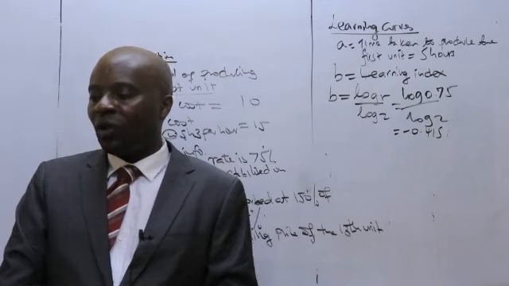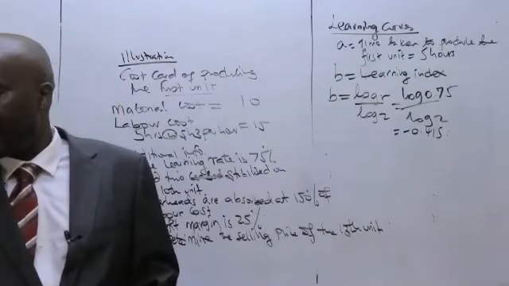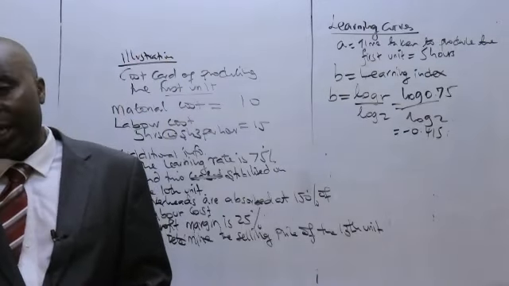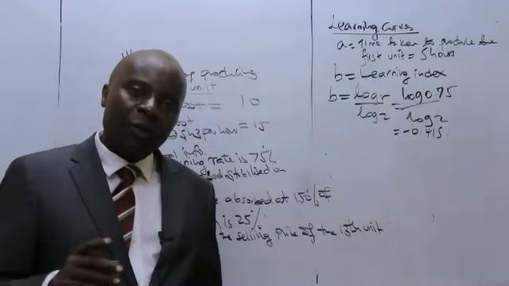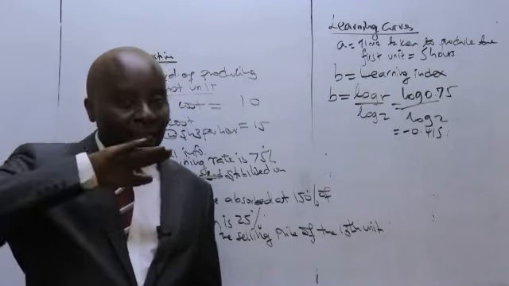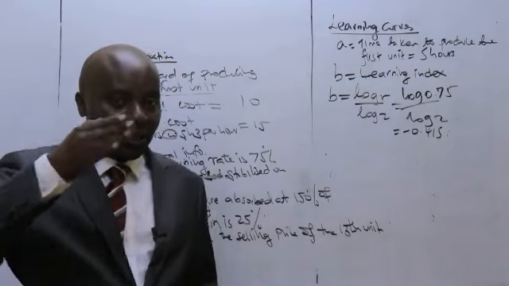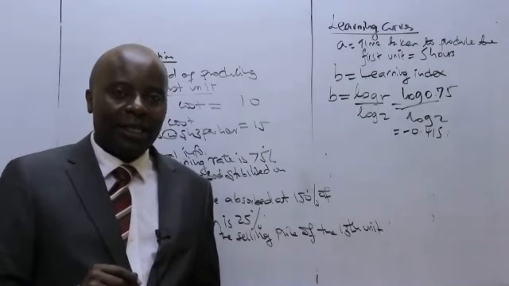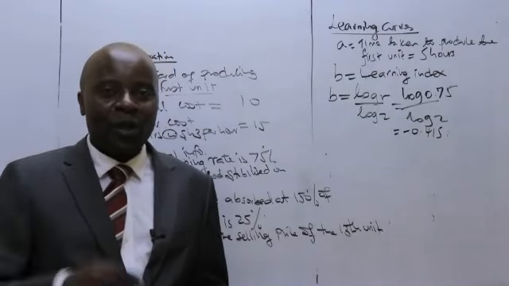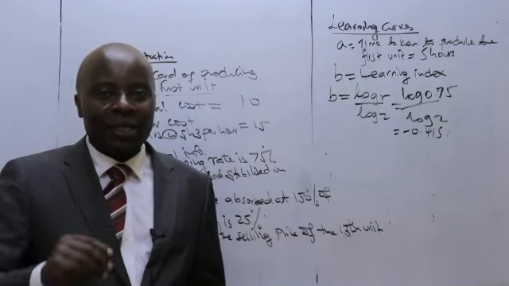Once I get this negative 0.415, I'm assuming that all of us have been able to get that B. Please ensure that you're able to get that B. It's log of 0.75 divided by log 2. If you're not able to get it, now that you're at the tail end of the semester, it is quite easy. Very soon I'll be releasing you to go and write your exams.